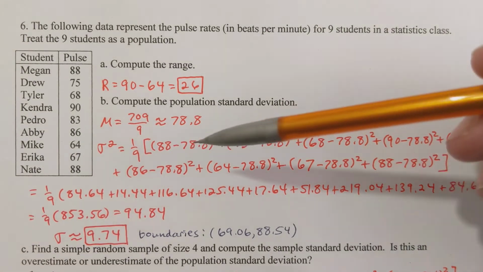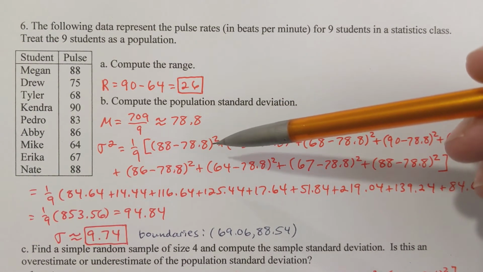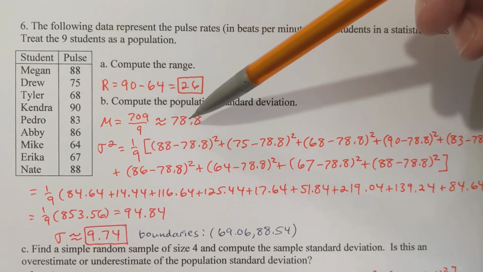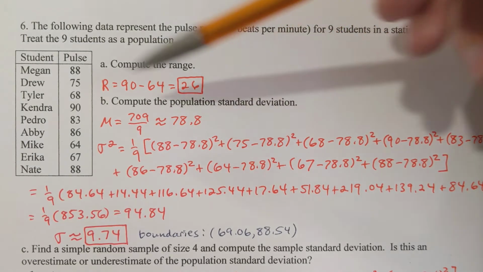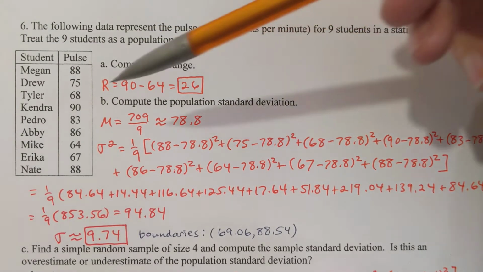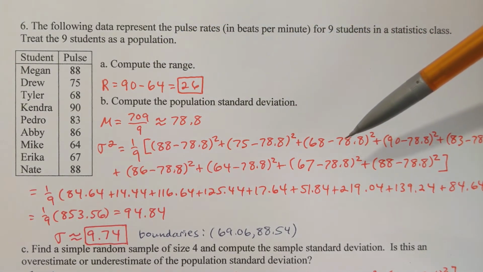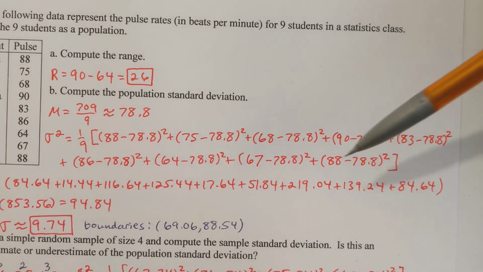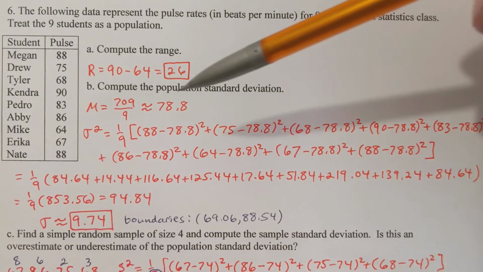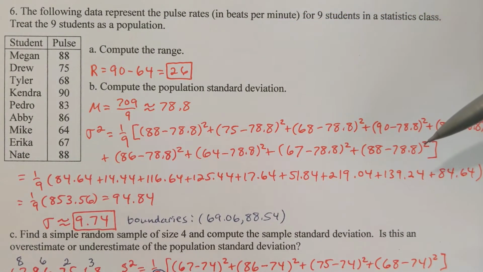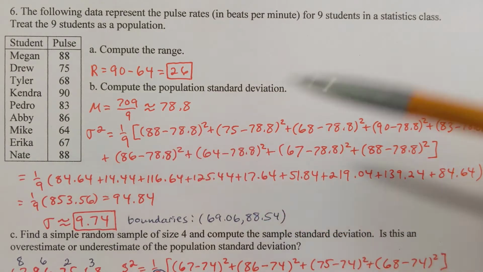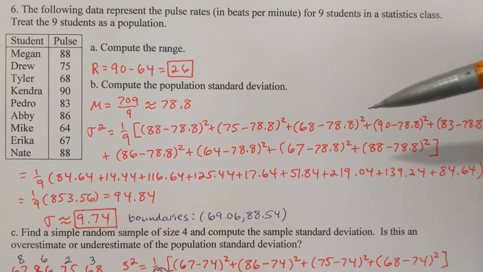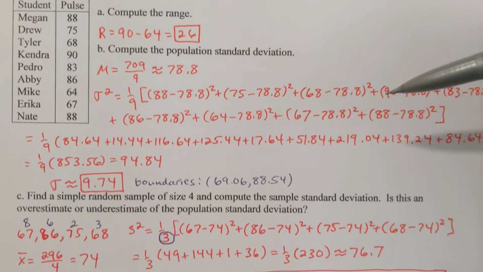The bulk of the calculation is going to be in getting the numerator. I need to take each value minus the mean squared. So the first number, I get 88 minus 78.8 squared, and then plus 75 minus 78.8 squared, and then plus 68 minus 78.8 squared, plus etc. And I continue to do that until I get to the end. I include brackets around that because I got 1/9 times this whole thing. The brackets are a necessary thing. Be sure that you got that.